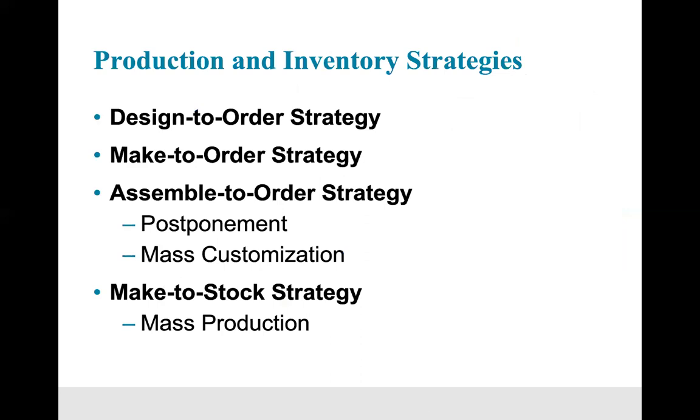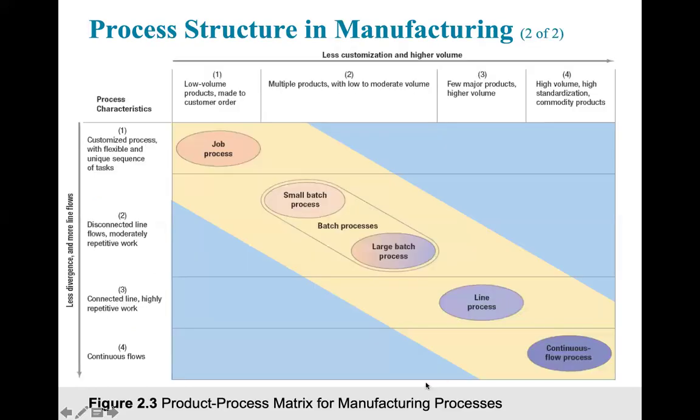Now, what about strategies that are used in actual production versus in terms of inventory? We have four different types of strategies here. A design to order strategy is typically used in situations where you have, for example, a job process, because you have to sit down with the job owner and figure out what exactly this customer wants.